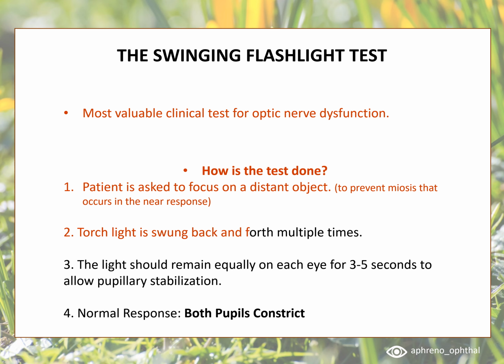Then, the torch light is swung back and forth multiple times. The light should remain equally on each eye for 3 to 5 seconds to allow pupillary stabilization. If the optic nerve and retina are normal, both pupils will constrict in this test.